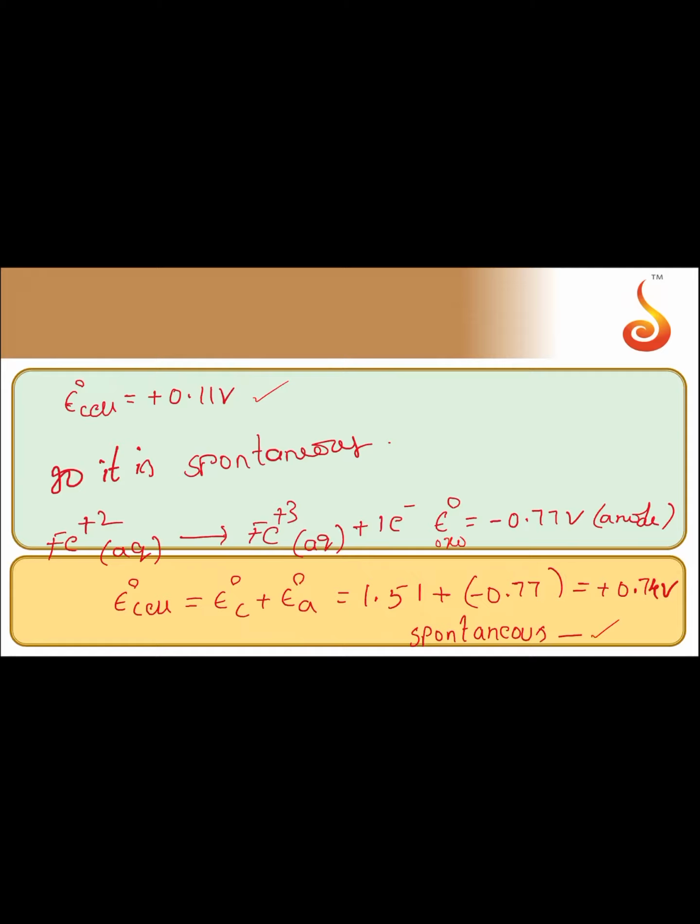So here also the E0 cell value is positive. The E0 cell value is positive means the reaction is spontaneous. That means MnO4- can oxidize Fe2+ also. So MnO4- is oxidizing Cl- and also Fe2+. That means MnO4- is not a suitable oxidizing agent, because a suitable oxidizing agent means it can oxidize only one, but it is oxidizing both Cl- and also Fe2+.